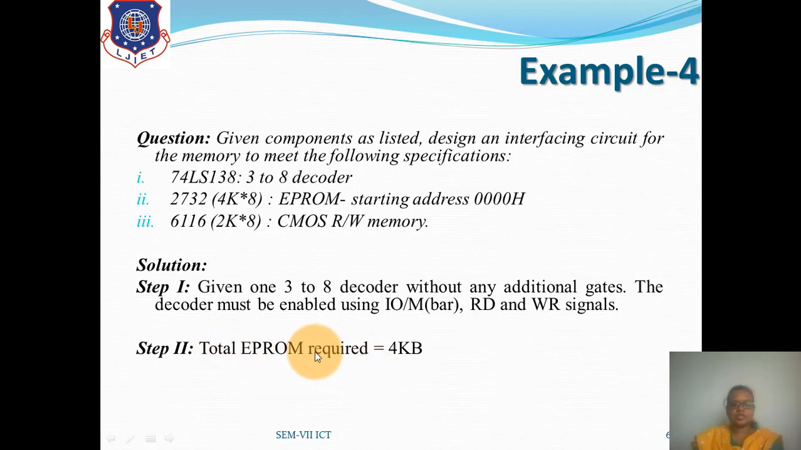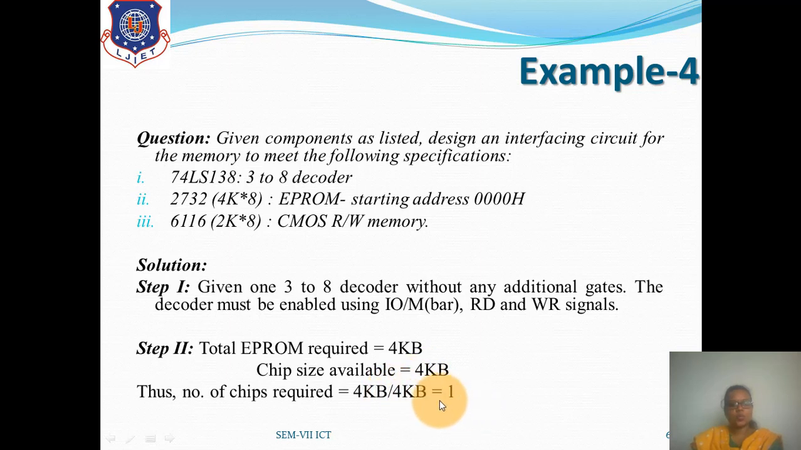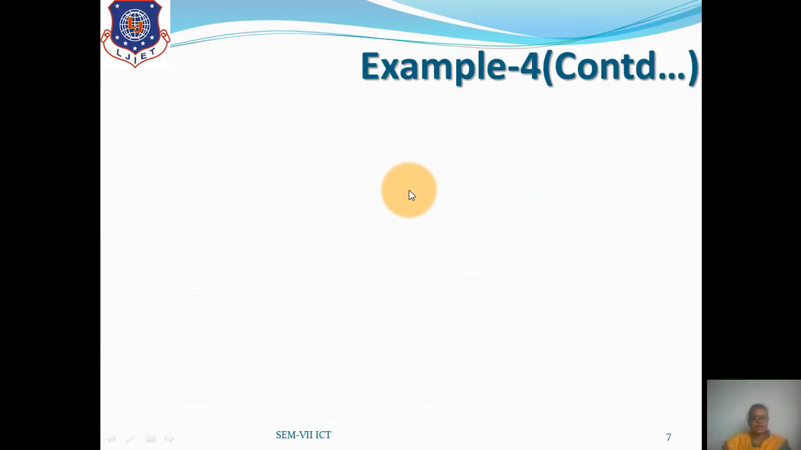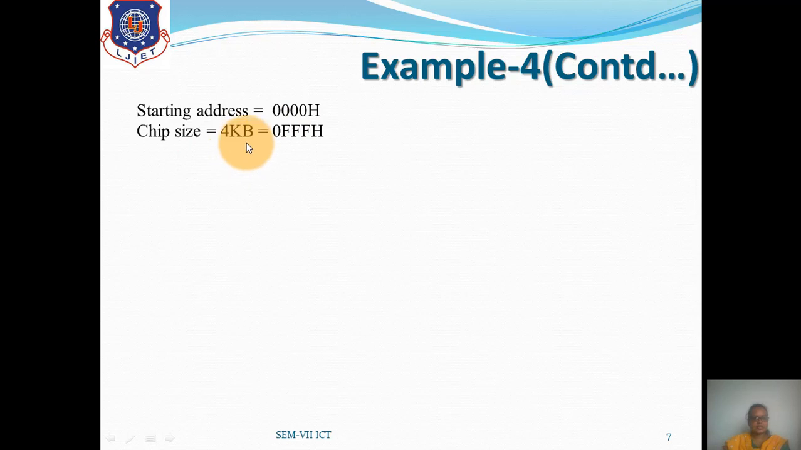So first, the total ROM required is 4 KB. Chip size available is also 4 KB. So the number of chips required will be equal to 1. Now the starting address of ROM here is given as 000H. The chip size is 4 KB, so the value will be 0FFFH when we replace 4 KB in the memory map. So the address range will be 000H to 0FFFH. So finally the ending address will be 0FFFH.